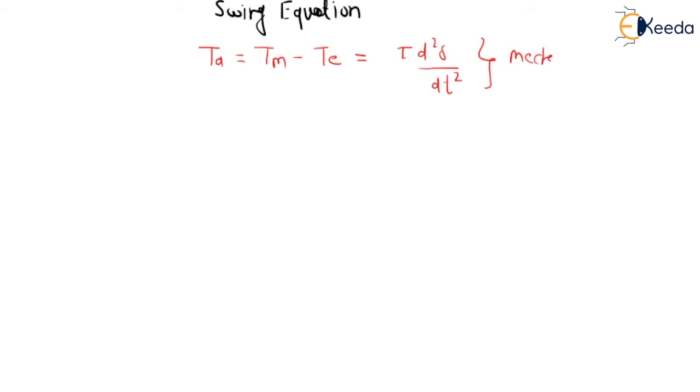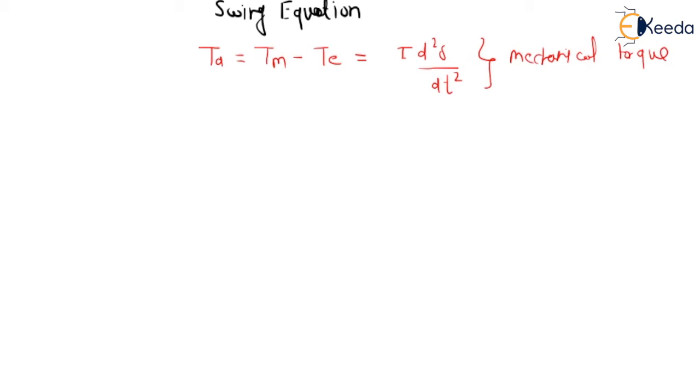The swing equation is basically Ta is equal to Tm minus Te. Here Ta is the accelerating torque, Tm is the mechanical torque, and Te is the electromagnetic torque. So Ta is equal to Tm minus Te is equal to I d2 delta by dt2. This is in the mechanical domain, and these are all torques.